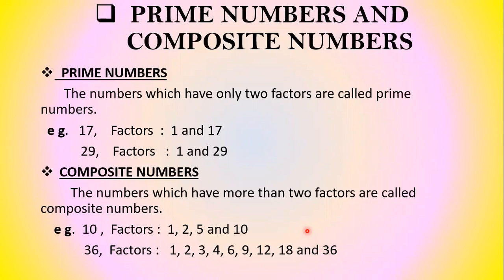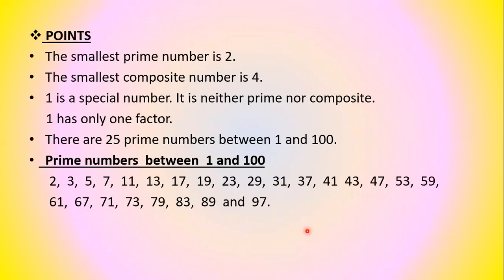And now I am going to show you some main points related to prime numbers and composite numbers. And all these points you have to learn. The smallest prime number is 2. And the smallest composite number is 4.